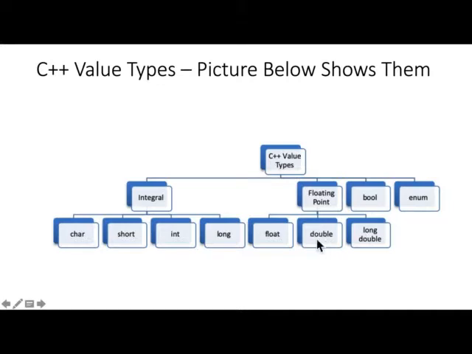Precision of double is twice that of the float type, because it takes twice the storage space of the float type. Boolean could be only true and false. We'll talk more about that. And enumeration is discussed in chapter 9. I won't talk about that in this video.